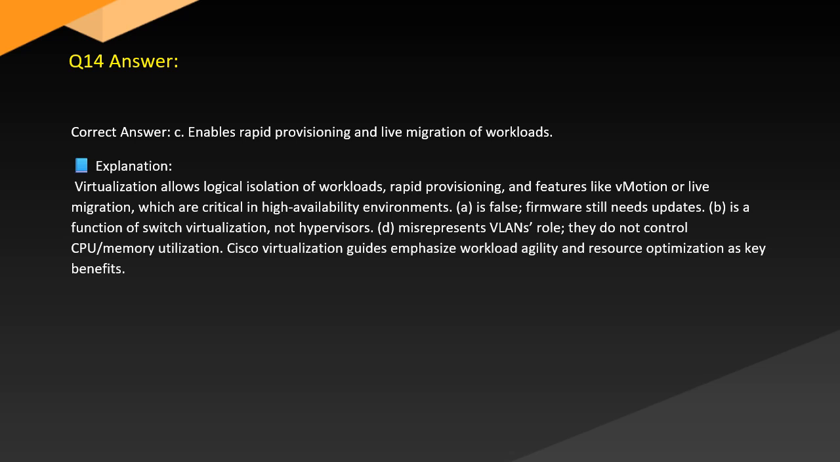A is false. Firmware still needs updates. B is a function of switch virtualization, not hypervisors. D misrepresents VLAN's role; they do not control CPU memory utilization. Cisco virtualization guides emphasize workload agility and resource optimization as key benefits.